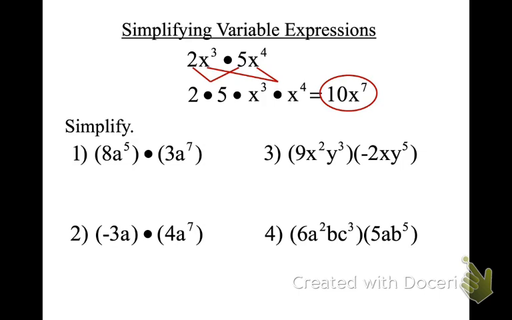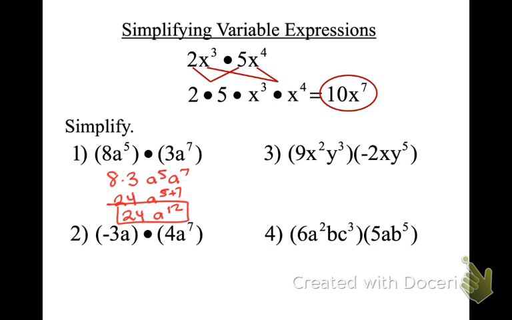I'm multiplying coefficients first. Max, what does it come to? It would come to 24a to the 12. Perfect, because we're adding. I'm going to add an extra step. You can just go right to the answer. So it's really 8 times 3, a to the 5th times a to the 7th. It's 24, and a to the 5th plus the 7th, so it's 24a to the 12th. Okay. Pause the recording and do 2, 3, and 4. Go.